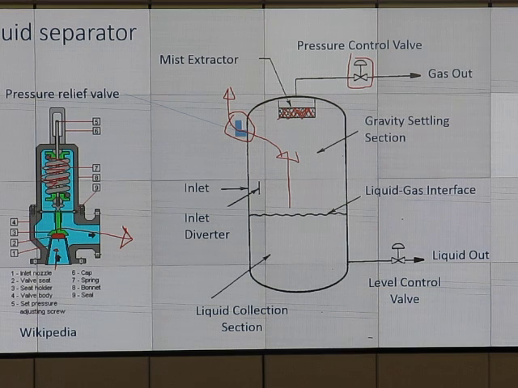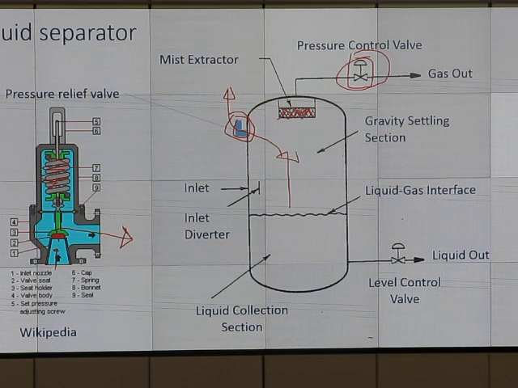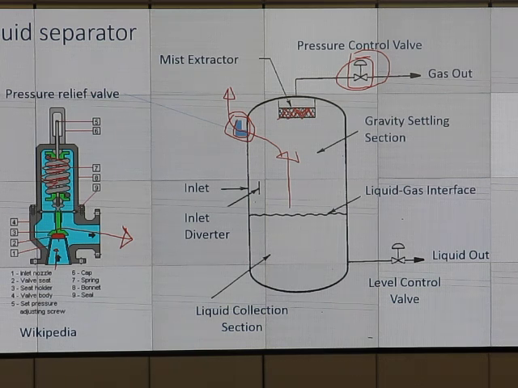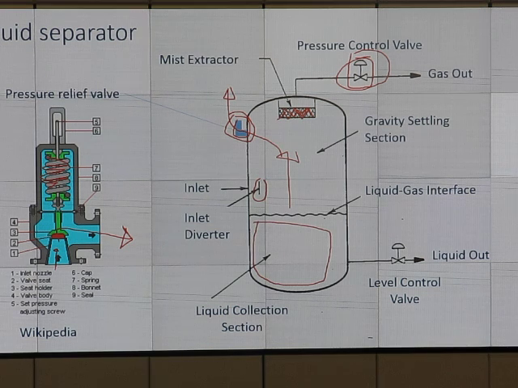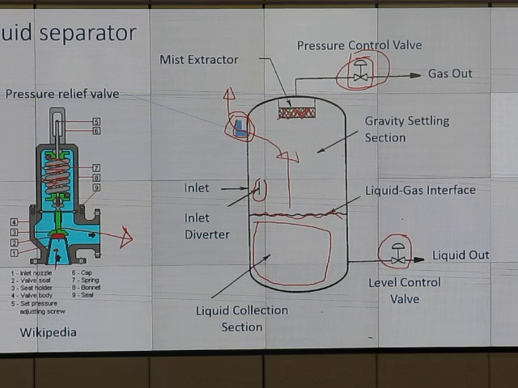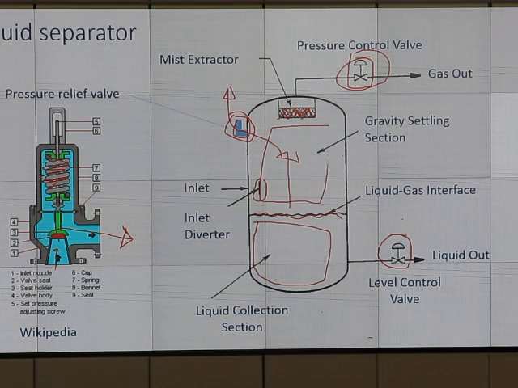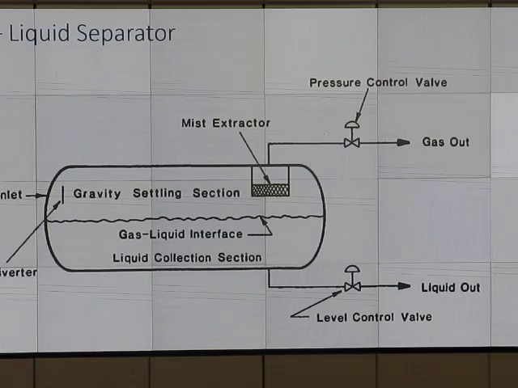So if I ask you, do we install it over here or over here? You have to tell me the right location, okay? It has to sense the build up of pressure in case the mist extractor gets plugged. Inlet diverter, this part. Liquid collection section, the part that collects liquid, okay? Gas liquid interface, dump valve, or level control valve, gravity settling section, that section, and we will talk about each section separately. This one is a horizontal one.